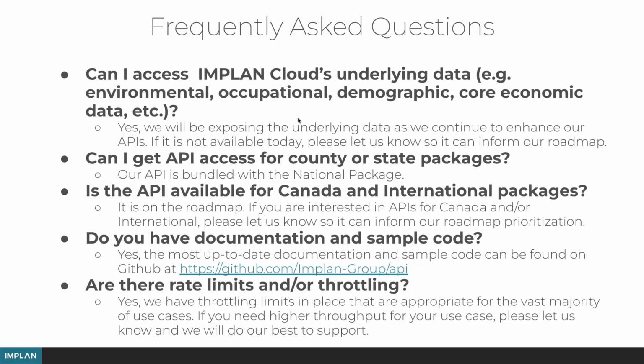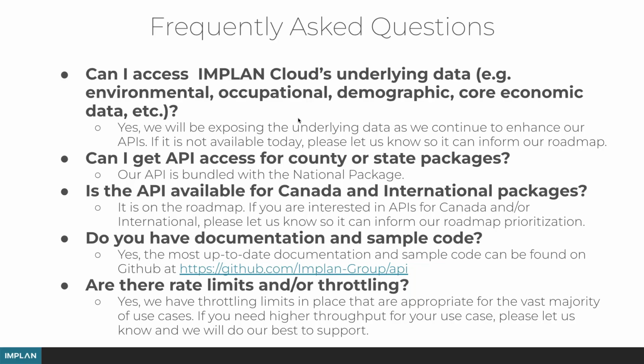Is the API available for Canada and international packages? As you all probably know, we released Canada late last fall, and our international package, with country-level data for 64 different countries, in January. We will be exposing these in the near future via the API. So if this is something you're interested in, again, please let us know so we can prioritize it appropriately in our roadmap.